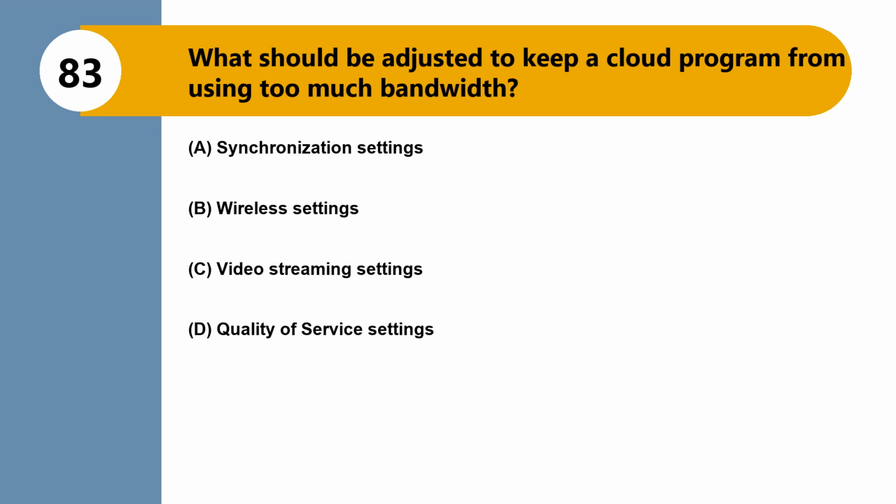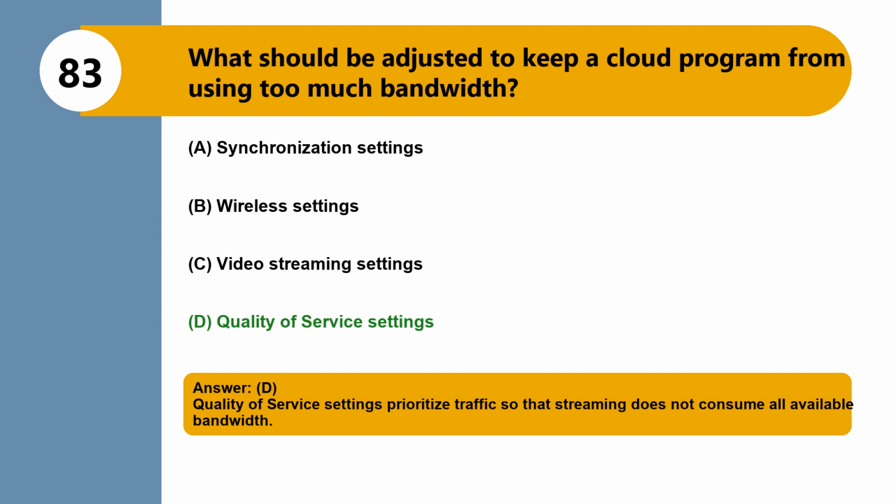Question 83. What should be adjusted to keep a cloud program from using too much bandwidth? Option A, synchronization settings. Option B, wireless settings. Option C, video streaming settings. Option D, quality of service settings. The correct answer is option D, quality of service settings. Quality of service settings prioritize traffic so that streaming does not consume all available bandwidth.